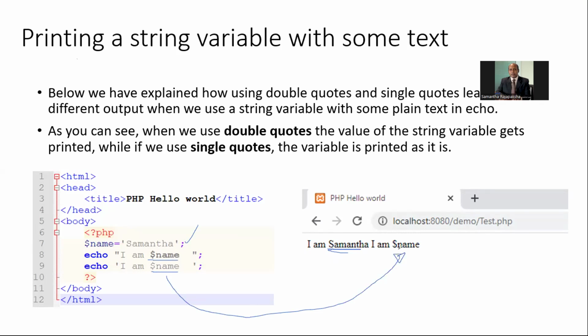So therefore, you need to keep in mind when you're working with variables in PHP, when you use a double quotation, the value will be displayed like this. But when you use a single quotation, remember the variable name will be displayed as it is, not the value. That's the key point. You have to just remember when you're working with variables.